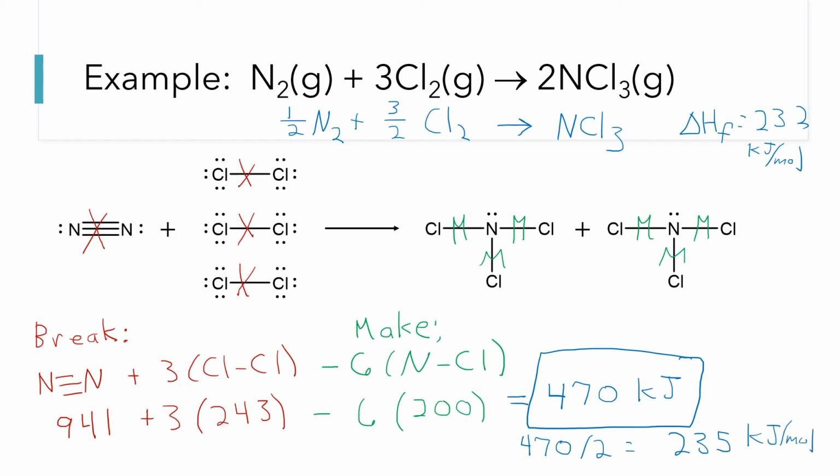Now that's pretty darn good agreement, because remember that when we're estimating enthalpies of reaction this way, it really is an estimate, because the numbers that we're using for the bond enthalpies, like this 200 over here, the 243 or the 941, those are estimates based on an average strength of an NCl bond in a wide variety of molecules. So while this technique of estimating delta H of reaction using bond enthalpies is a pretty good estimate, it's not quite as accurate as using something like Hess's law and a tabulated set of values of heats of formation.